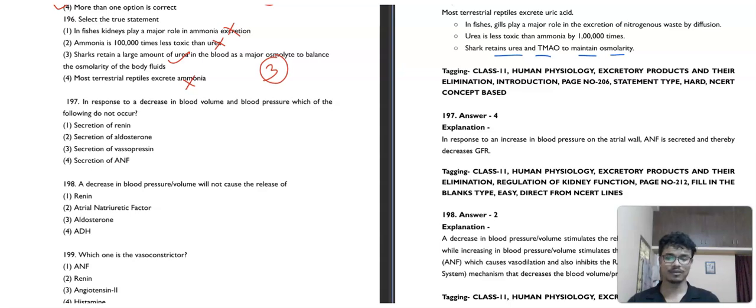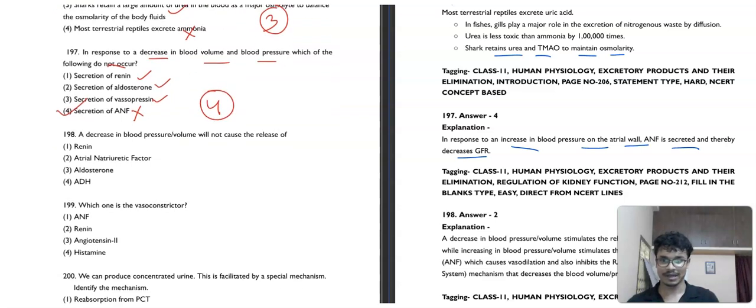Some questions decide how you will get ranks. In response to decreased blood volume and blood pressure, which of the following does not occur? Secretion of renin occurs, absolutely. Secretion of aldosterone occurs, absolutely. Secretion of vasopressin occurs, absolutely. Secretion of ANF, no, it doesn't occur. In response to increase in blood pressure in the arterial side, ANF is secreted, thereby decreasing GFR. So the fourth option is our correct answer.